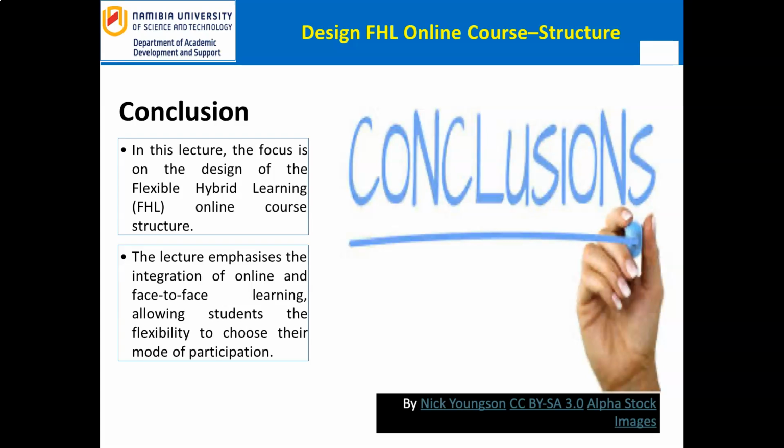Central to the lecture is the instructional design model grounded in 4 key values: student choice, equivalency, reusability, and accessibility. Strategies for implementing these values in a hybrid flexible course design are also explored, aiming to enhance learning outcomes and offer a comprehensive education experience for all students. This summary encapsulates the essential aspects of designing an effective FHL online course, ensuring that every student receives a quality education regardless of their chosen mode of participation.